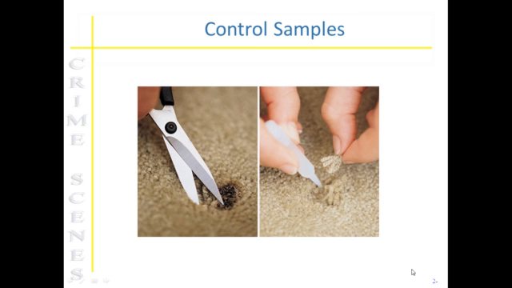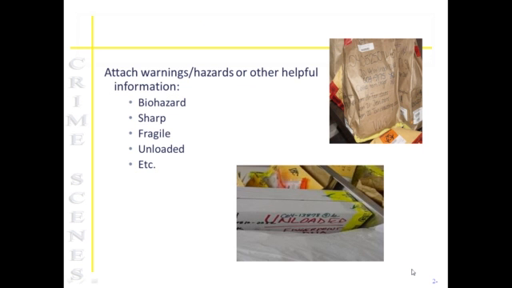If there's the potential for fiber transfers, or if you're looking to put a suspect back at a crime scene, there's the possibility that carpet fibers might have become embedded in the soles of the shoes. So you would want to make sure you take control samples from your scene that you would be able to compare back to any foreign fibers or foreign materials at a later time.